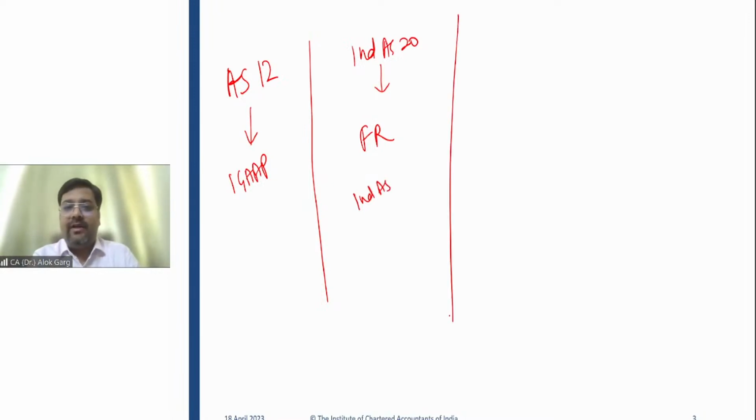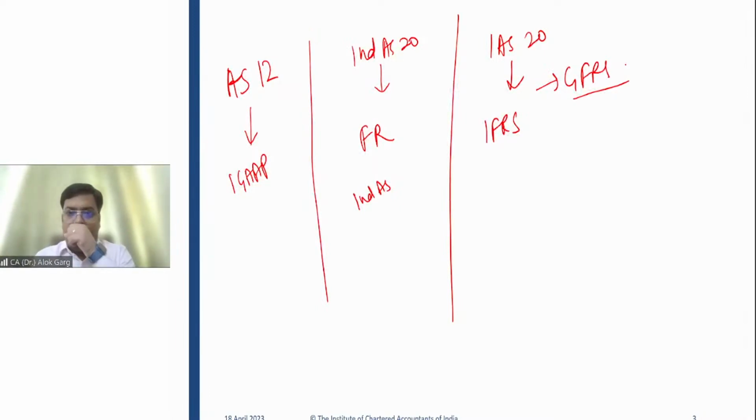If you are a student who has elected for the GFRS paper, so globally, what is the standard? IAS 20, right? This is under IFRS and this is under your GFRS paper, right? There is no difference between Ind AS 20 and IAS 20. Today, the students who have opted for the GFRS paper, they are not only learning Ind AS 20, they are learning IAS 20 as well, right?